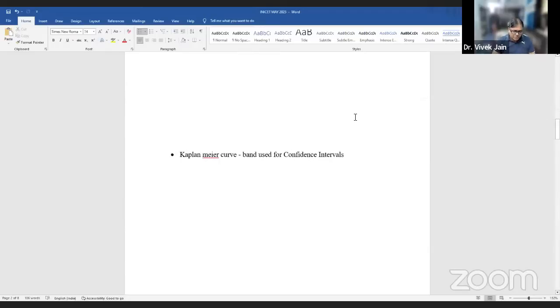Then there was a question on Kaplan-Meier curve. Question was which band is used for confidence interval. This was, friends, a difficult question, a new question, I must say. We use Hall-Wellner bands. If it was given in the choices, this is the best answer. We can use other bands also, but if this was given, then this is definitely the best possible answer. Hall-Wellner bands are used for calculation of confidence intervals in Kaplan-Meier curve, which is used in survival analysis.